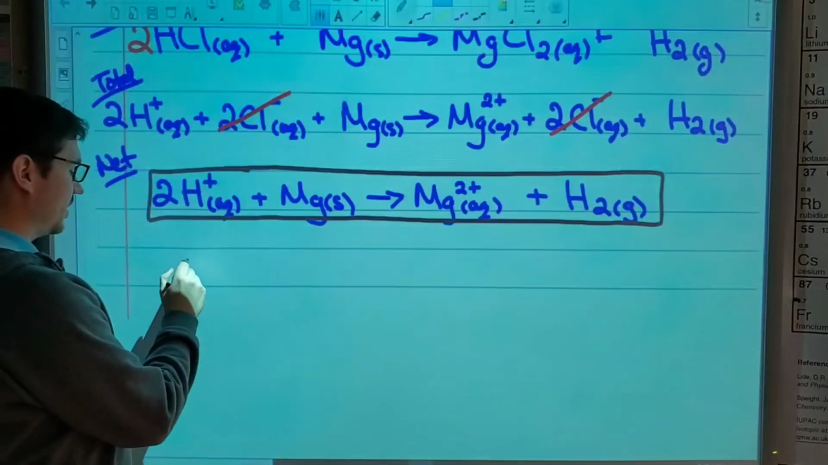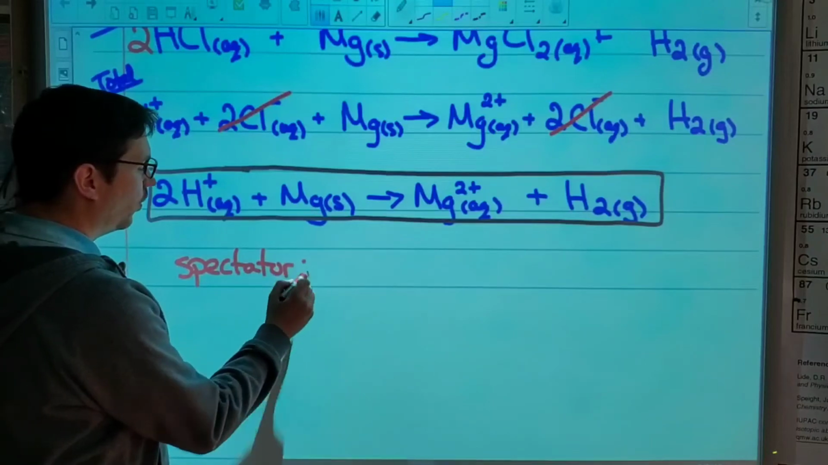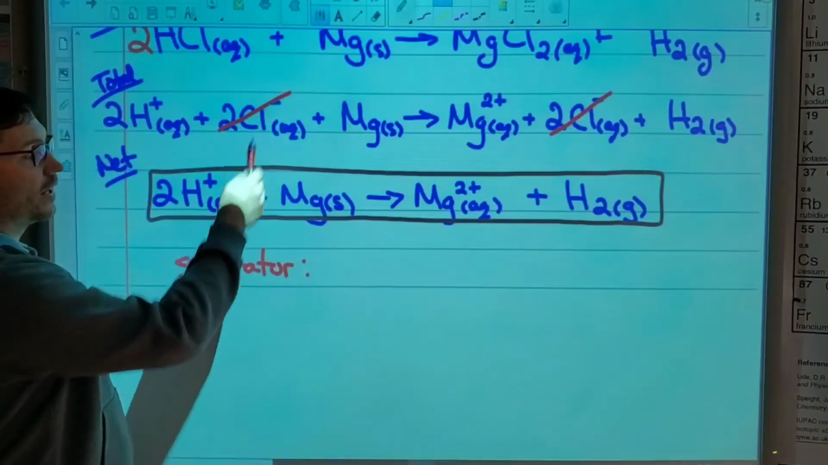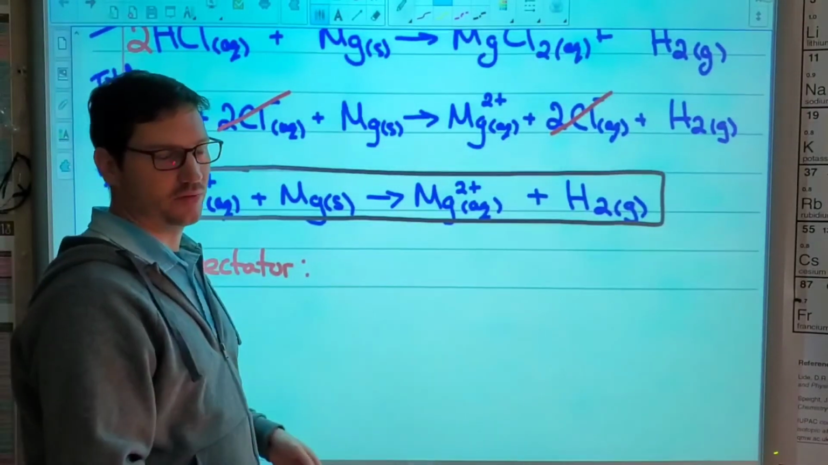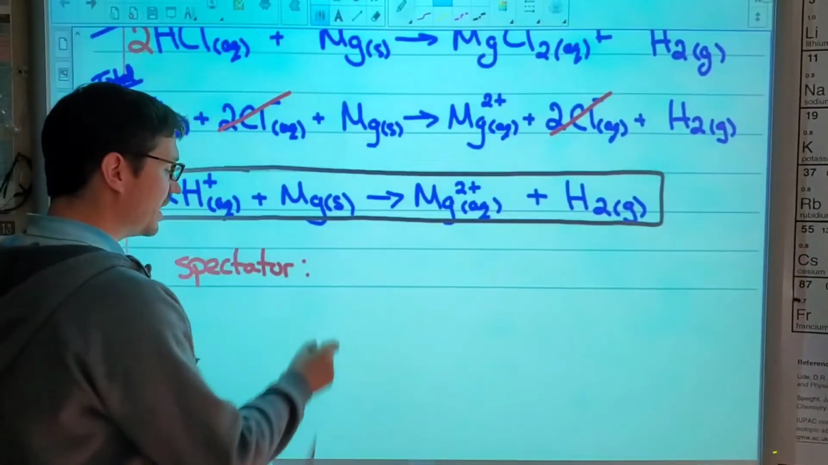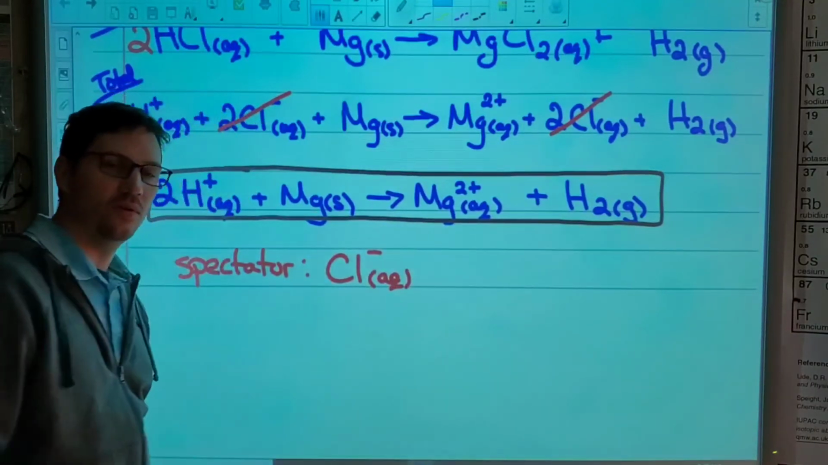And our only spectator was the chloride ions. Yeah, there were 2 of them, but we're just listing who wasn't involved. It doesn't matter how many, it just matters who was not involved in the reaction.